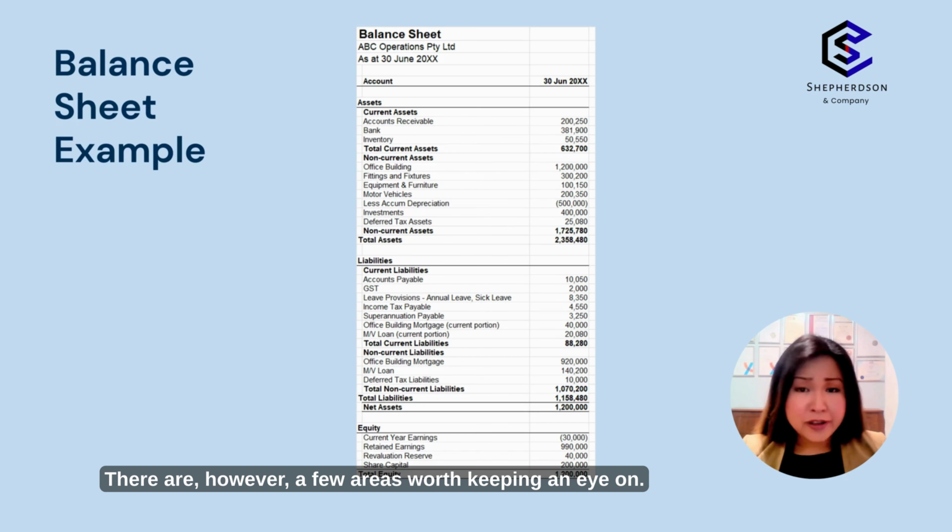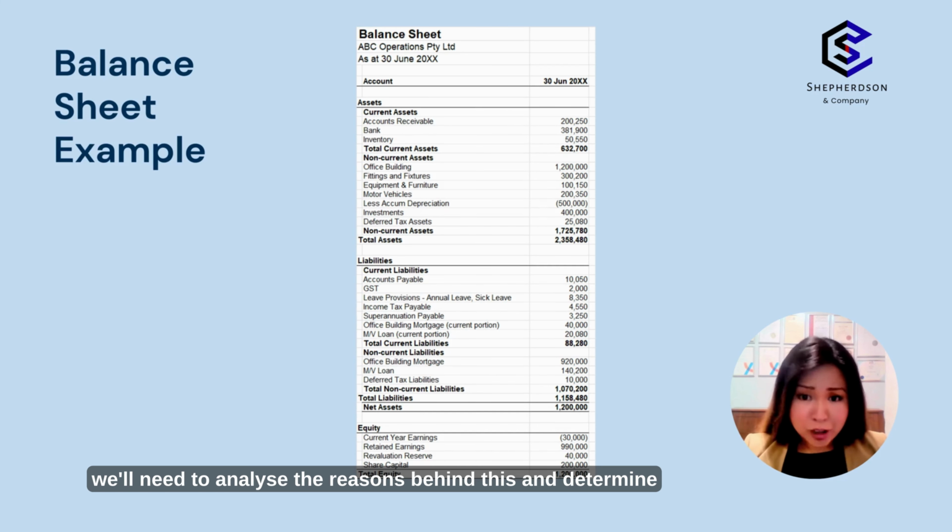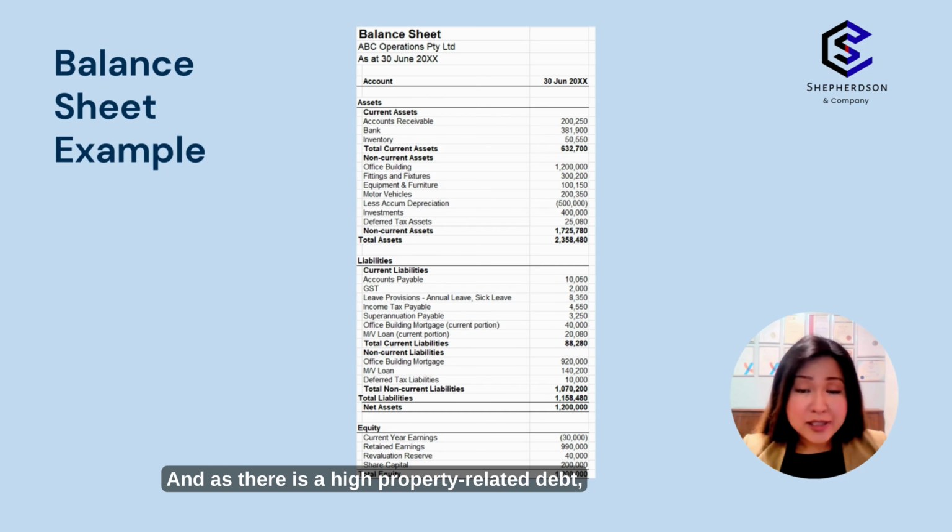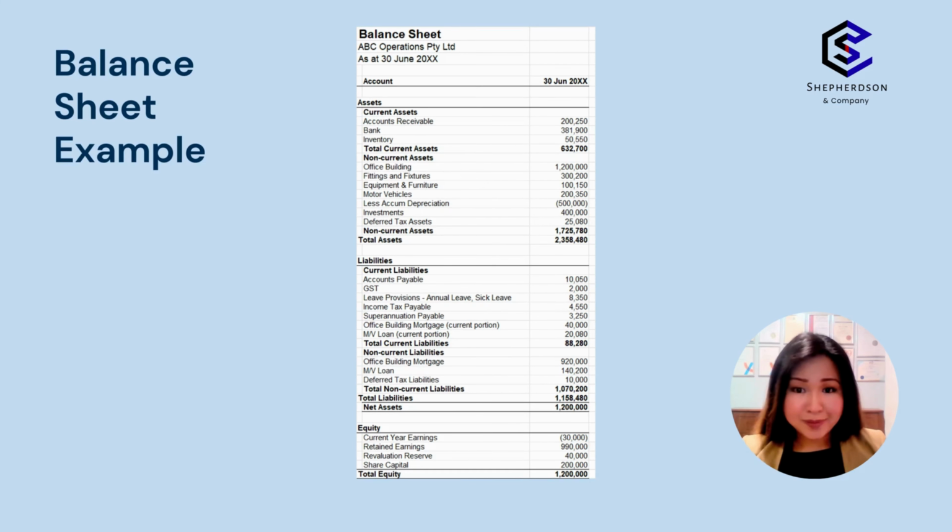There are, however, a few areas worth keeping an eye on. The accounts receivable, which is relatively high, so cash collections should be monitored. There's a small current year loss, hence we'll need to analyze the reasons behind this and determine whether this is due to timing or operational deficiencies. And as there is a high property-related debt, we'll need to ensure repayments remain well supported by cash flow.